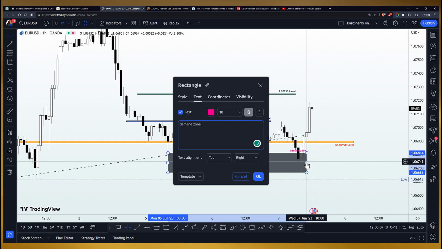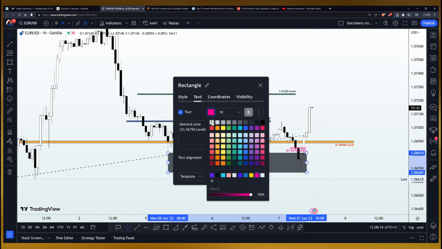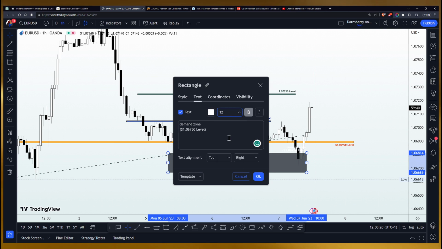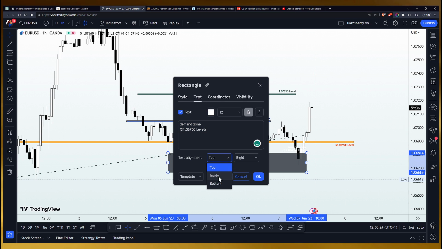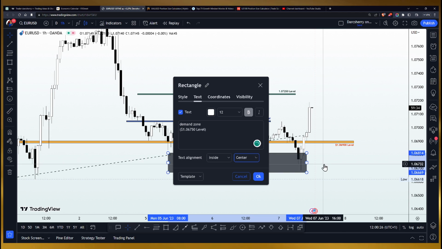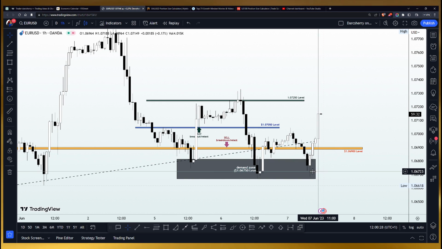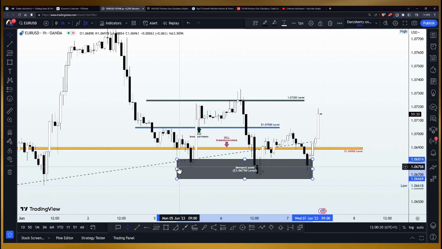Okay, 1.06750 seems most appropriate. 1.06750 level. Okay, so I give this a white color and then bolden this one a little bit so that we can see things more clearly. So I'll place this right inside the box. Here we go. So we have a demand zone right now, which for me is quite reasonable at this point.